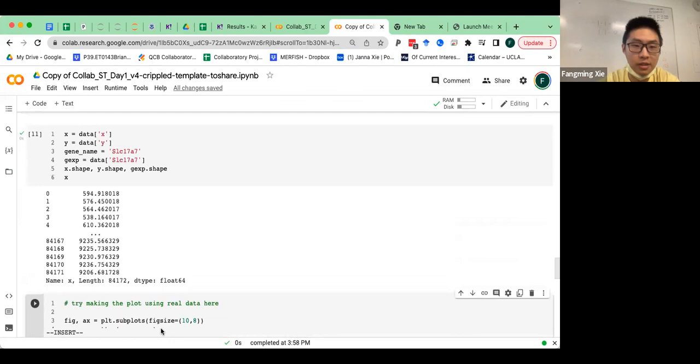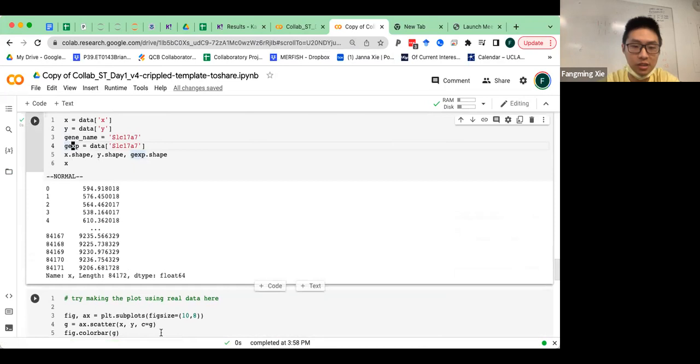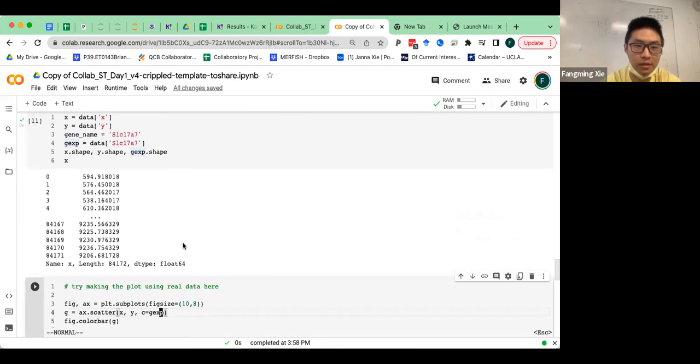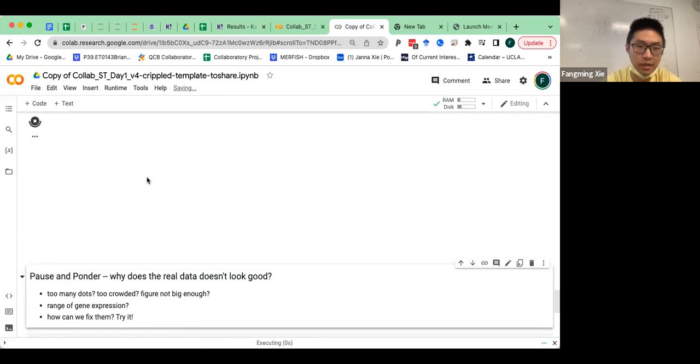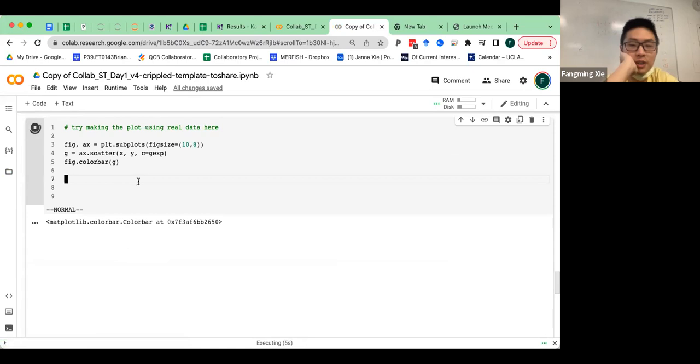So C is the gene expression level, which we defined here called GEXP. So let's just type it in, C equals GEXP, X and Y, we already redefined. Okay, then we can just do it. Let it run. It'll take a few seconds because there are a lot of cells. Okay, in the end, you get something like this.